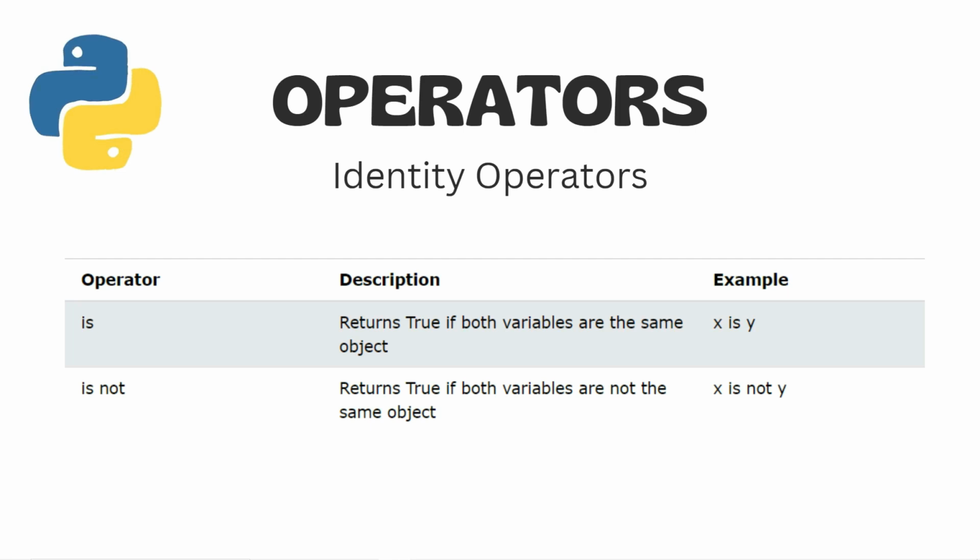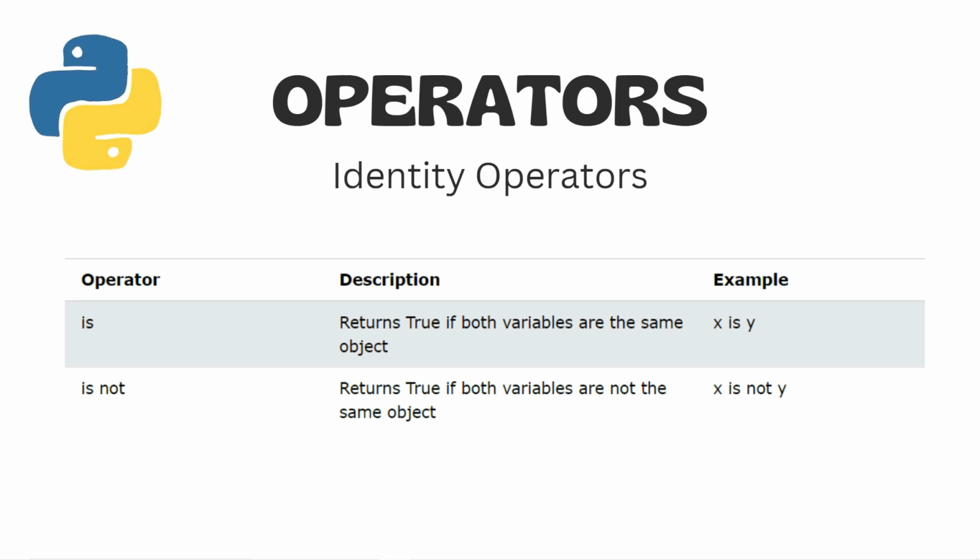So is means it actually returns true if both variables are the same object. That means if both values are equal in the same object category, it will actually return true. Otherwise, it returns false. So is not is totally different, or you can see it as the opposite of is.